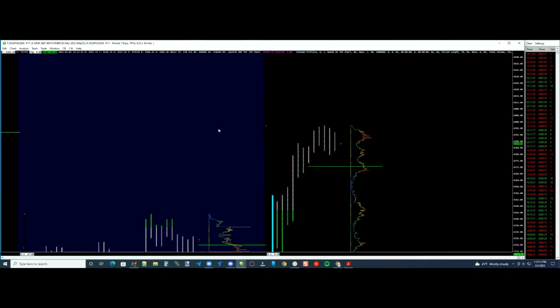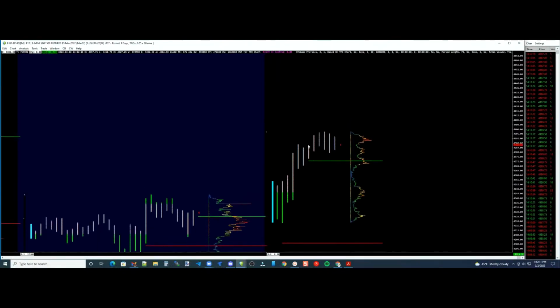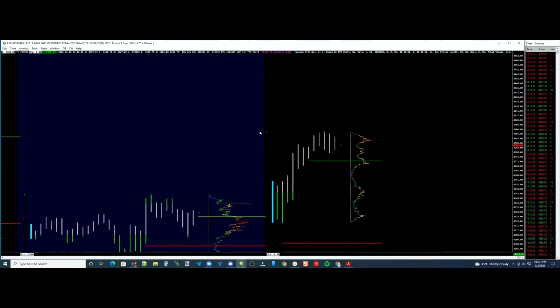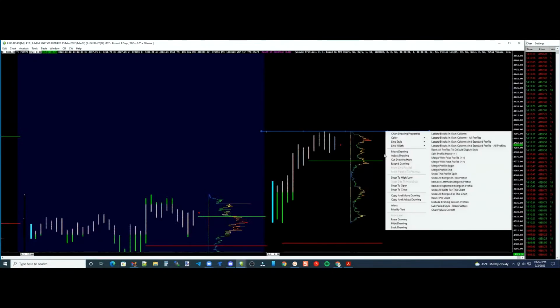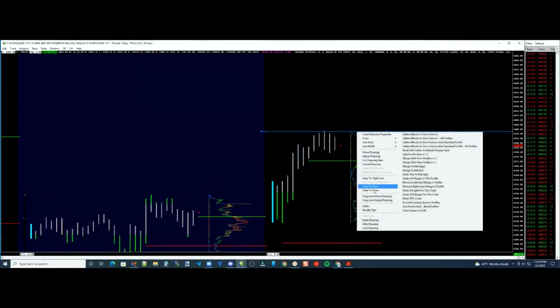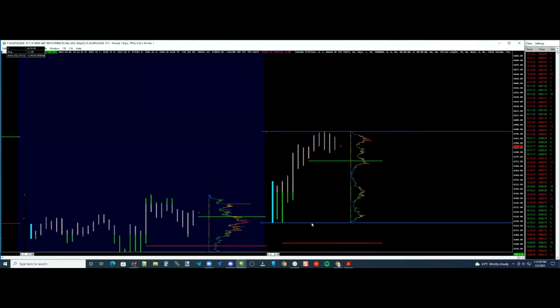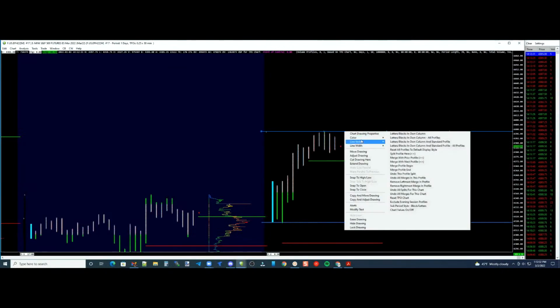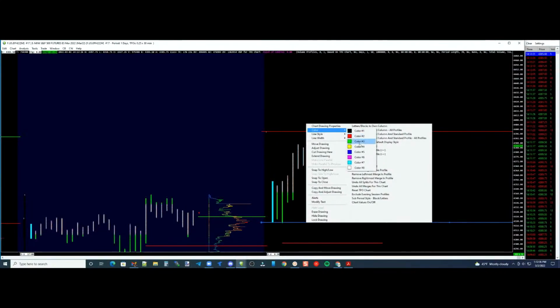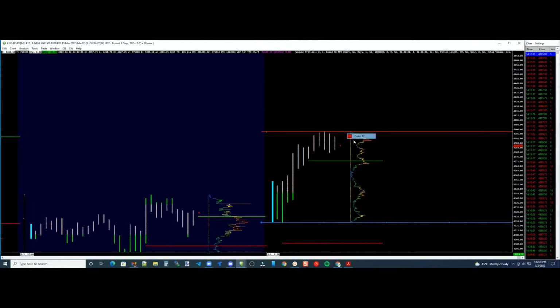So the market profile is a good chart. It's not more than what it is. So what I want to do is identify the high of the day, and I want to identify the low of the day, typically by red for me. I want to identify where value is.